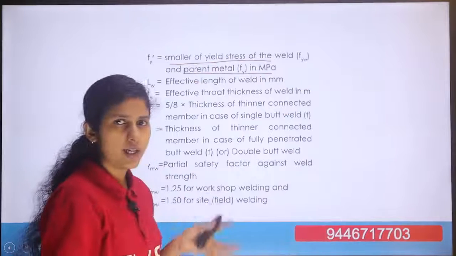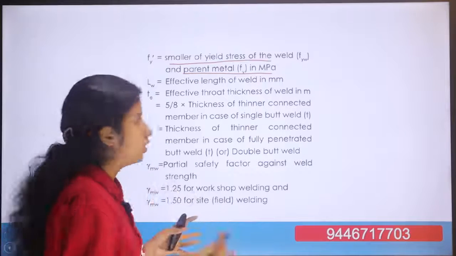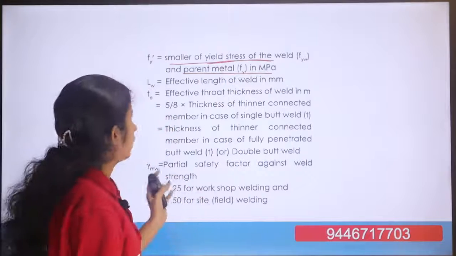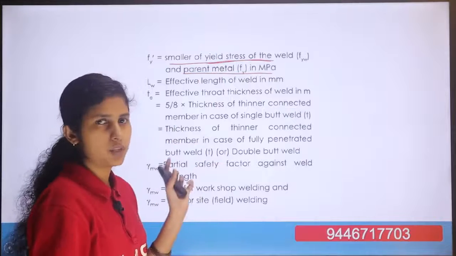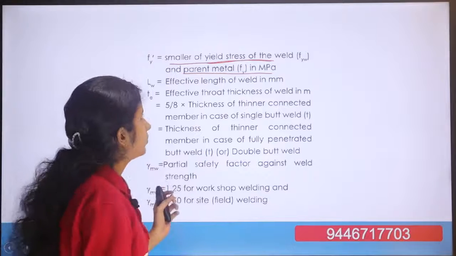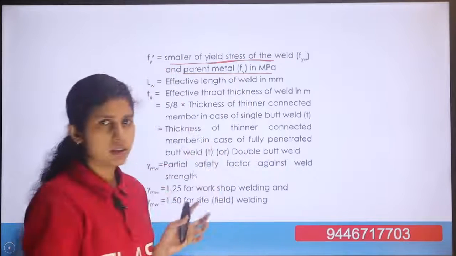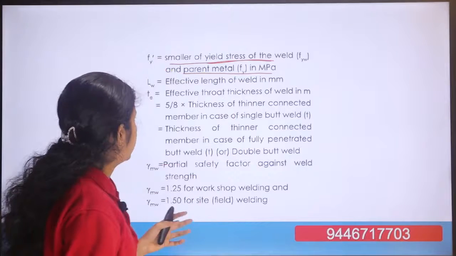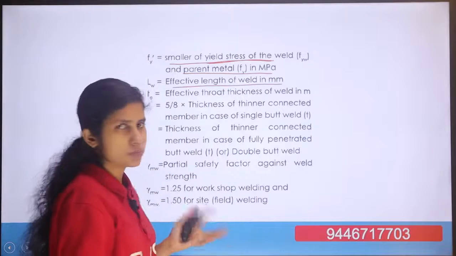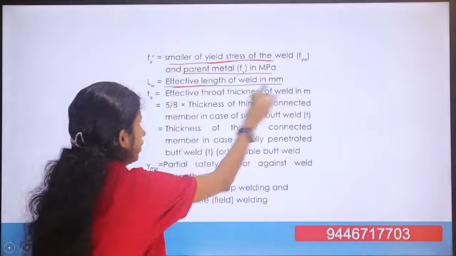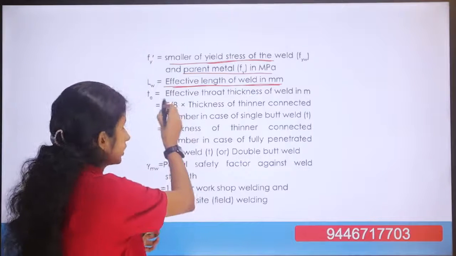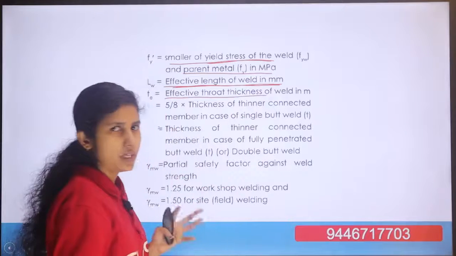So Fy dash is taken as the smallest value of the yield stress of the weld or the parent material, in megapascal. Then LW is the effective length of the weld in mm. Then TE is the throat thickness, that is the effective throat thickness of the weld, in meter.